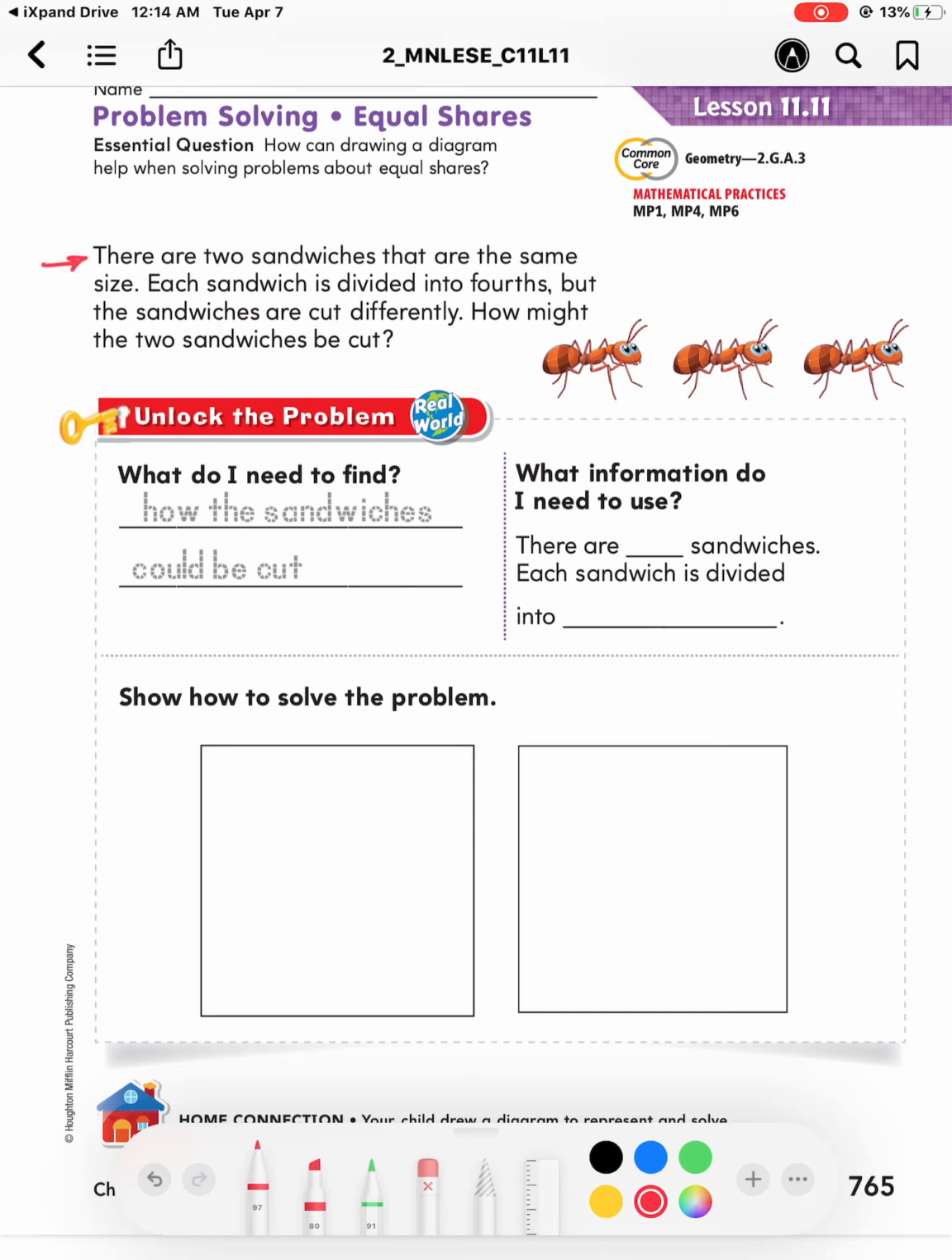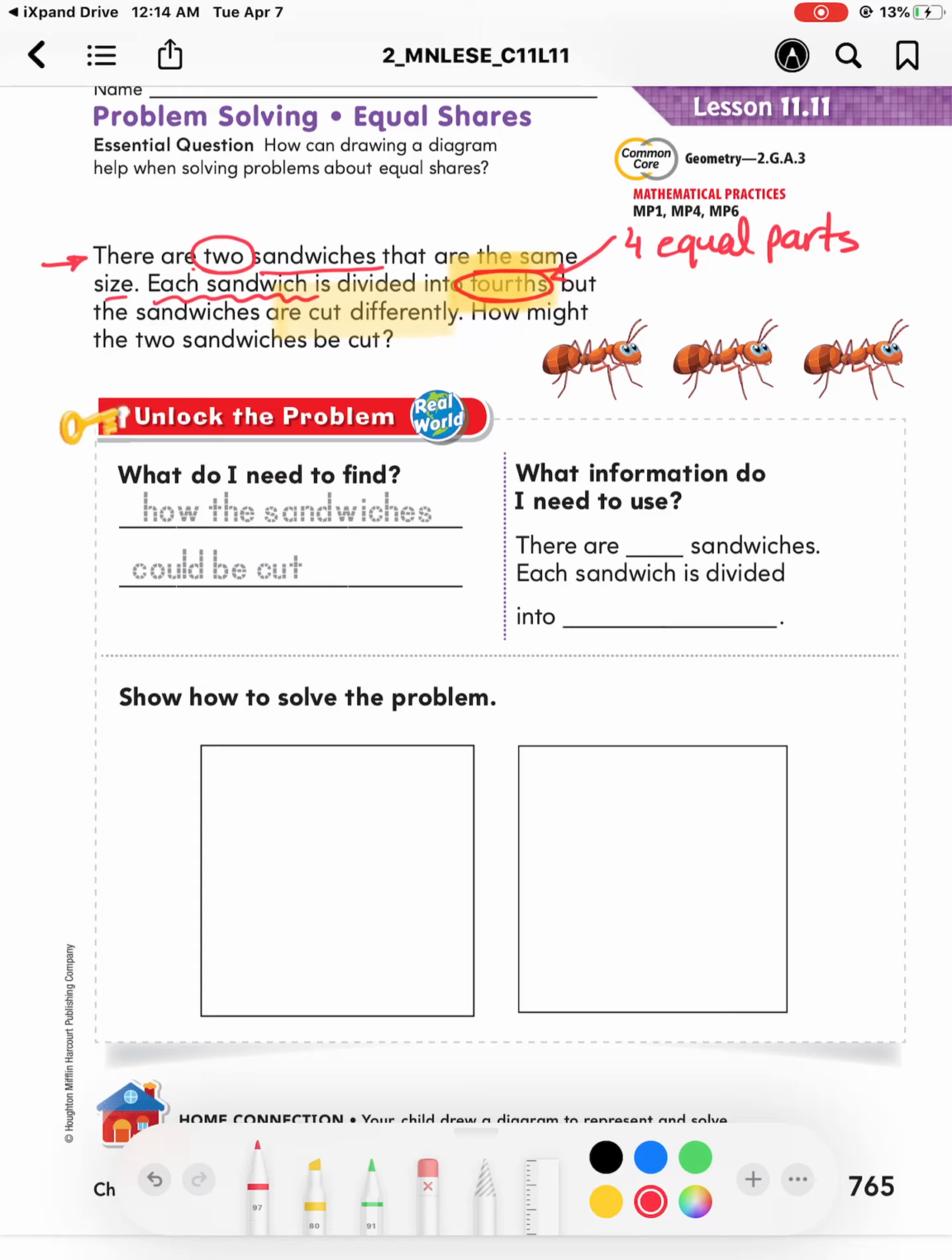Let's read the problem together. There are two sandwiches, okay, that are the same size. Each sandwich is divided into fourths. As I have told you before, fourths means 4 equal parts, okay? But the sandwiches are cut differently. They are cut differently. So please highlight that it's divided into fourths and they are cut differently. How might the two sandwiches be cut?